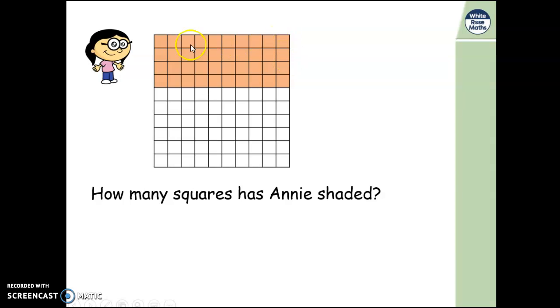But the easiest way when we're looking at that is 4 tens, so it is 40.